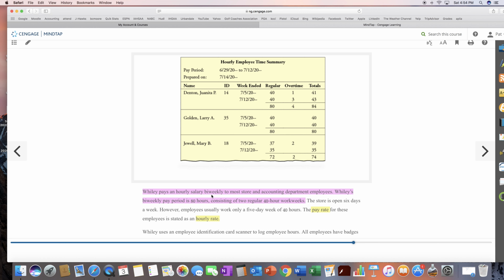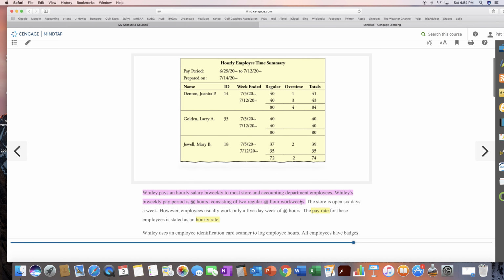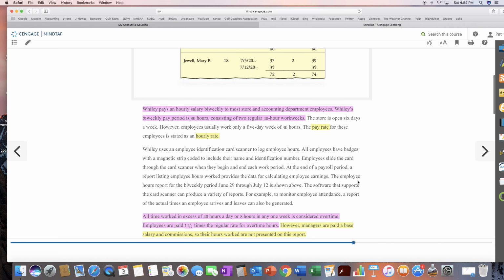Wiley, our example, pays hourly salary people biweekly. A biweekly period is considered to be 80 hours, 2 40-hour weeks. A regular work week is 40 hours a week. If you work 41, you would have overtime. If you work 43, you'd have 3, and so forth. If you just work 40 hours a week, you will not have overtime.